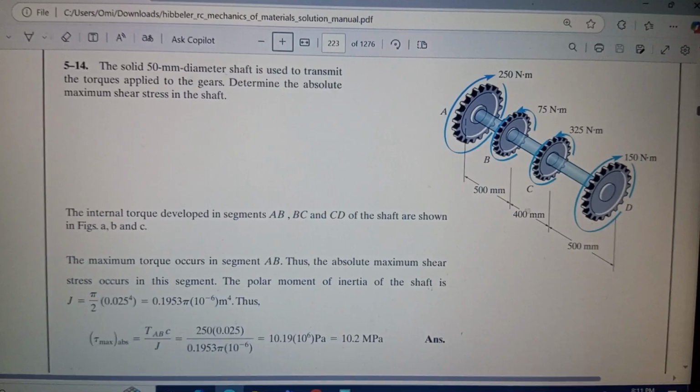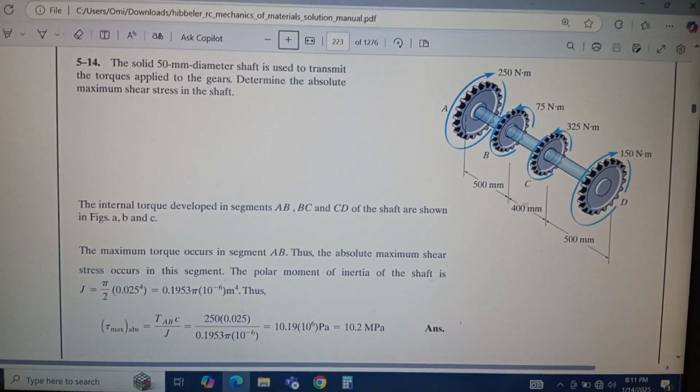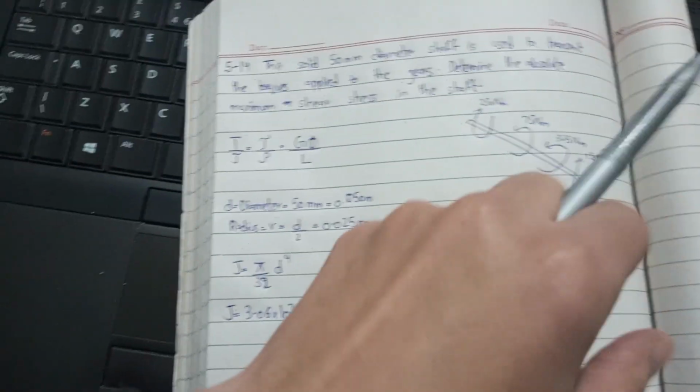Determine the absolute maximum shear stress in the shaft. The solid 50 diameter shaft is used to transmit the torque applied to the gears. Here you see the diagram. Let's go to our question. I make a rough diagram here.